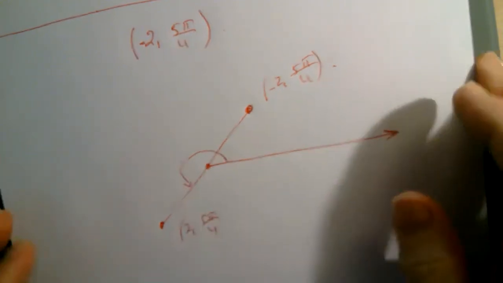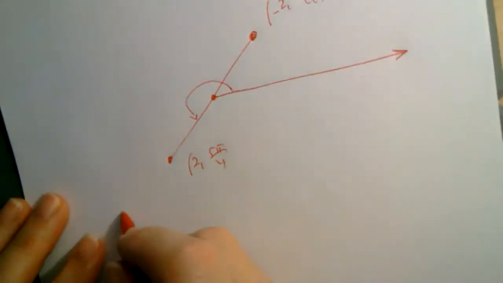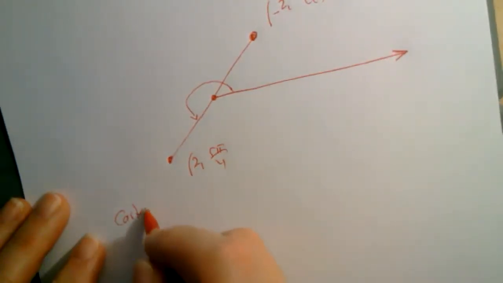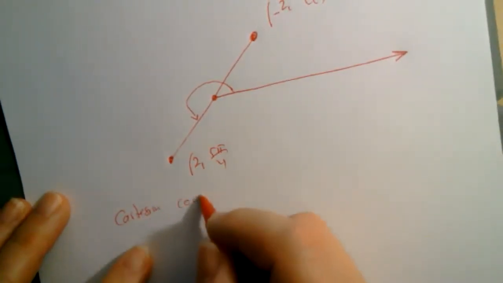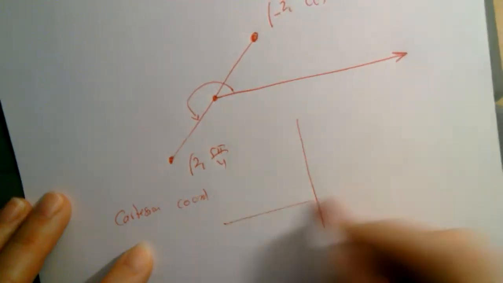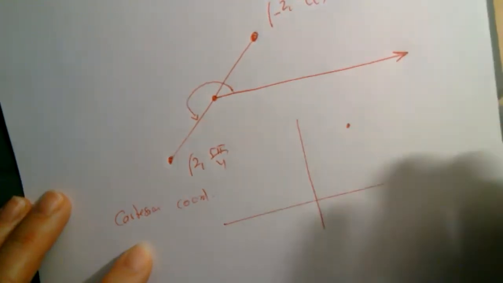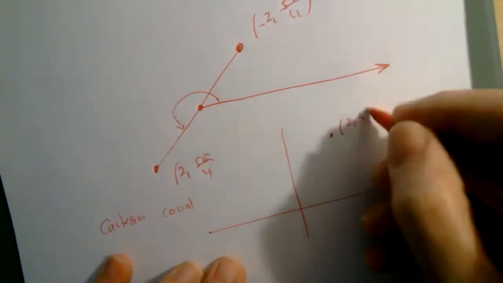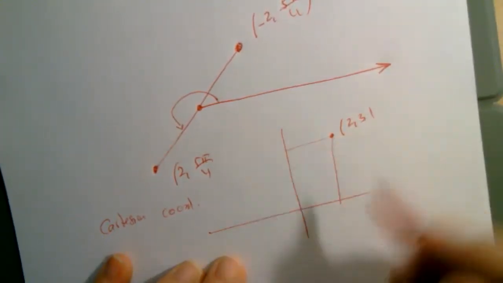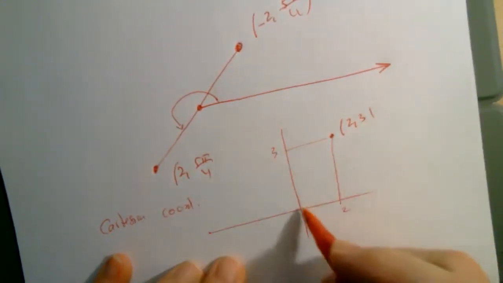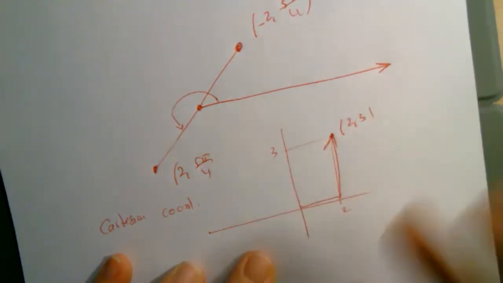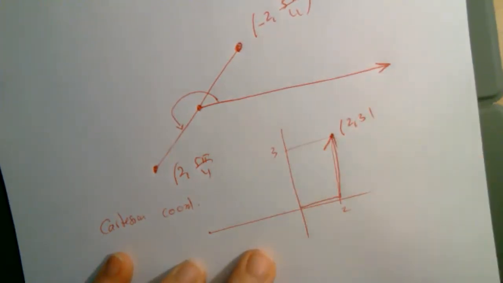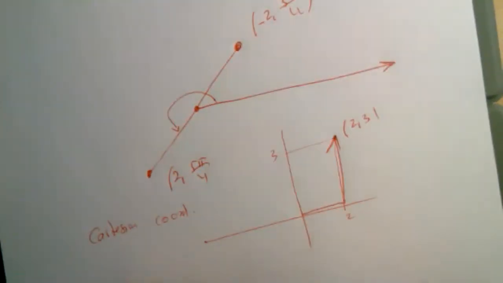Cartesian coordinate. Every point has, in Cartesian coordinates, only one set of Cartesian coordinates. It means if I tell you this point is (2, 3), these are the only Cartesian coordinates it has. You cannot have a different representation for the point in Cartesian coordinates.